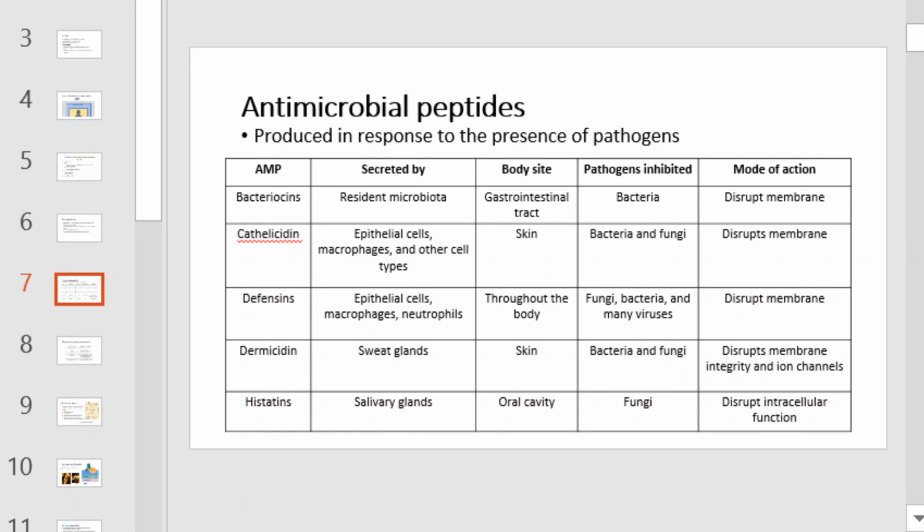This table will provide you with a summary of antimicrobial peptides that are used as defenses by the body. Pause the video and take a moment to familiarize yourself with each antimicrobial peptide, where it is secreted, the pathogens inhibited by it, and the mode of action of that inhibition.